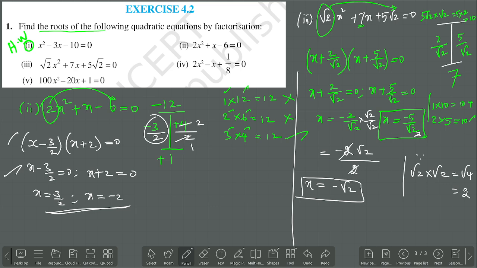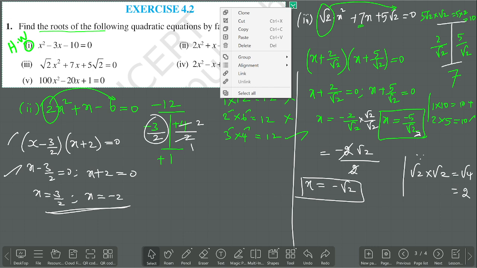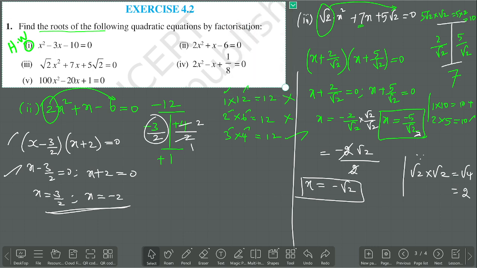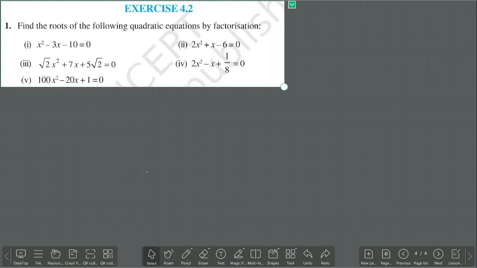Fourth one. What is the fourth one? Anyone kindly dictate that question, or else just a minute, I will copy the question. Okay, so the fourth one we are going. The fourth one is 2x square minus x plus 1 by 8 equal to 0.